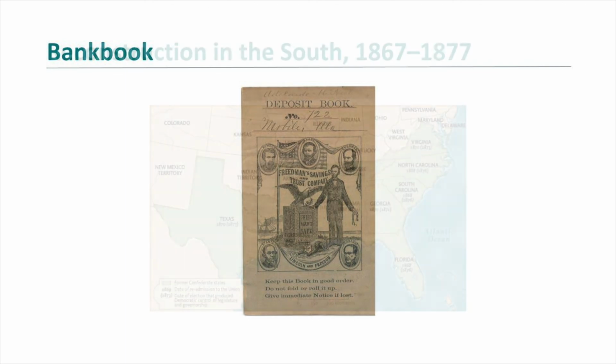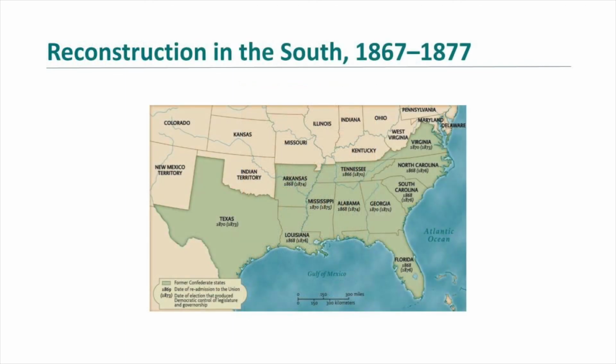Now, here's that map we started off with at the very first part of the lecture. Reconstruction in the South, 1867 to 1877, which shows all the former Confederate states when they were readmitted to the Union and when the Reconstruction governments failed and were replaced by what were known then as conservative governments.